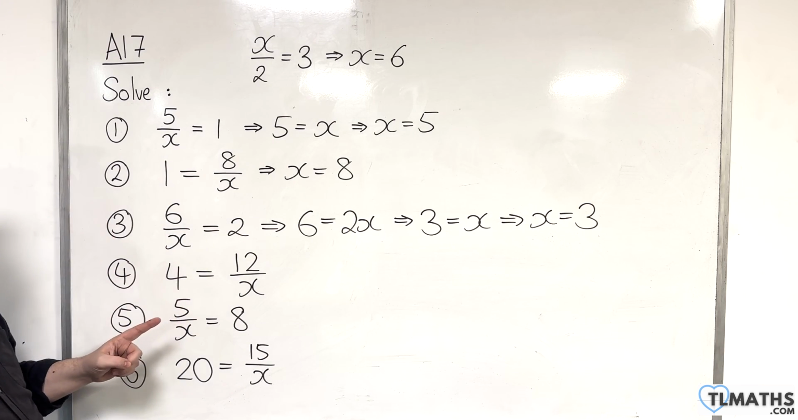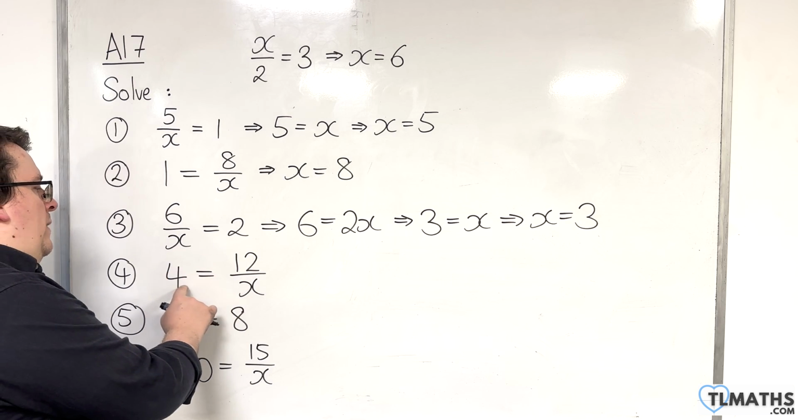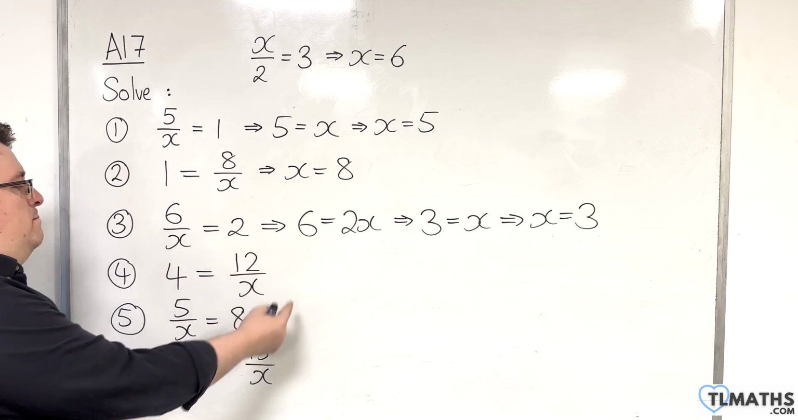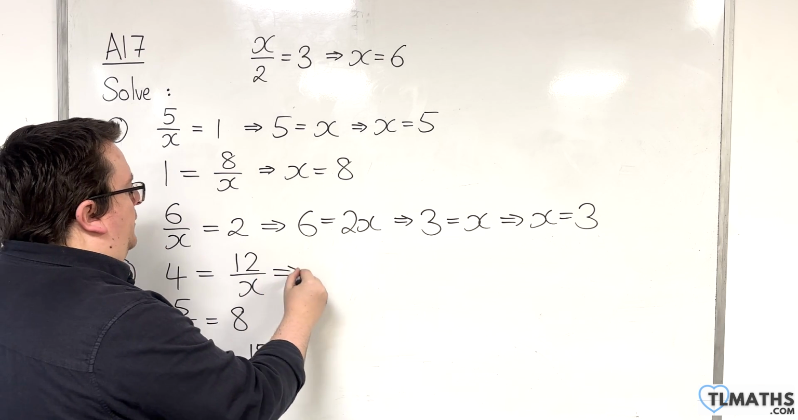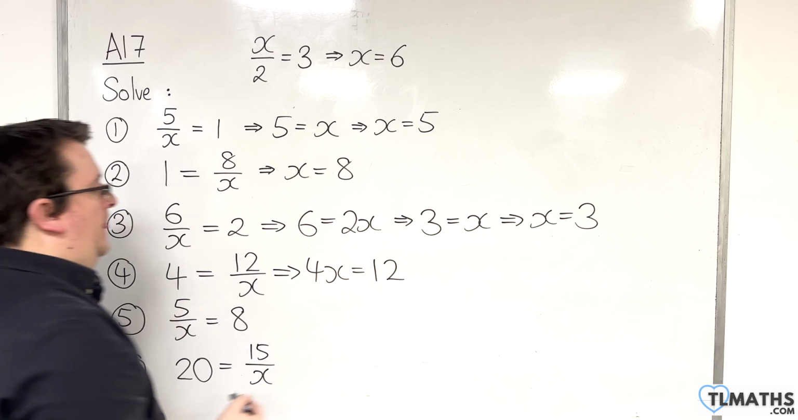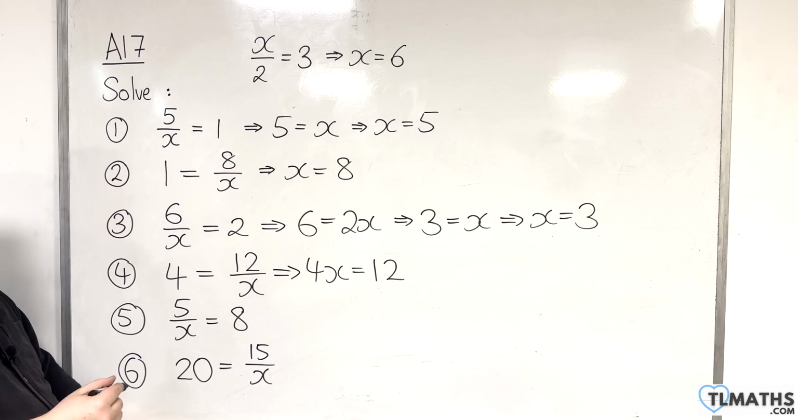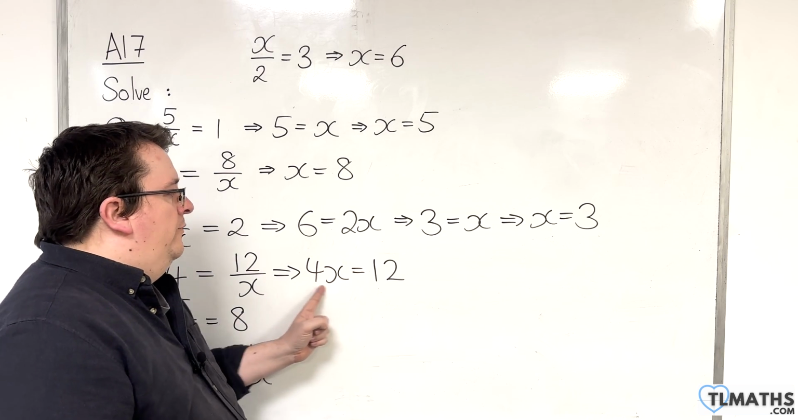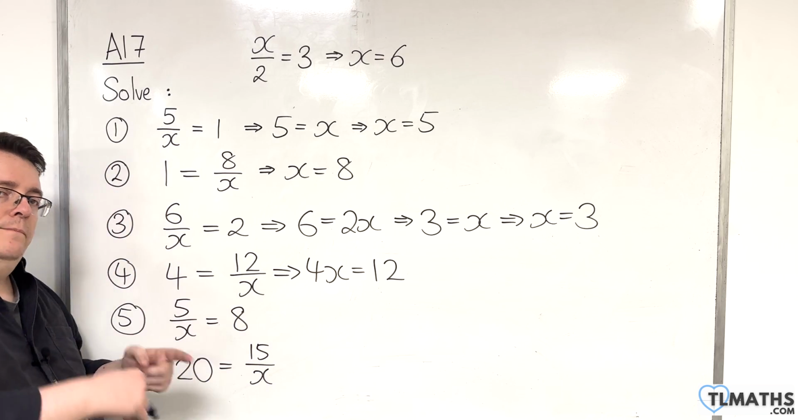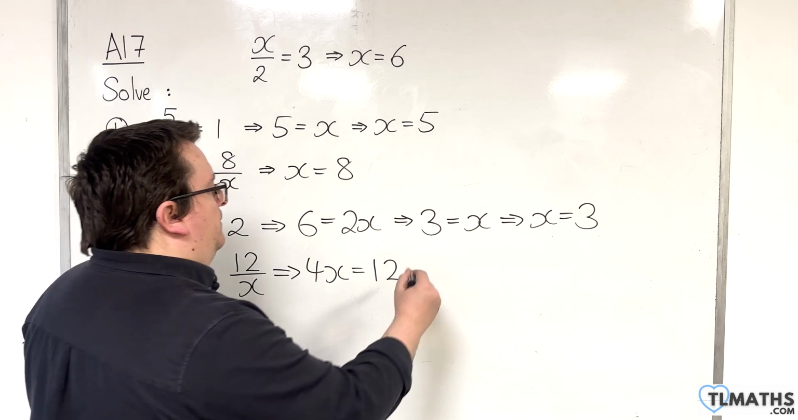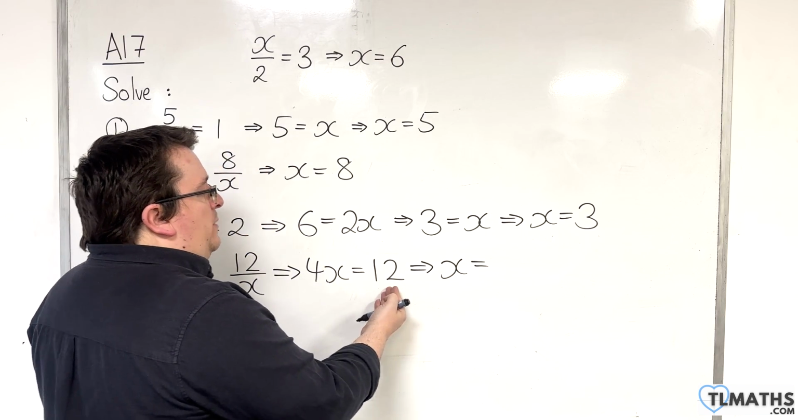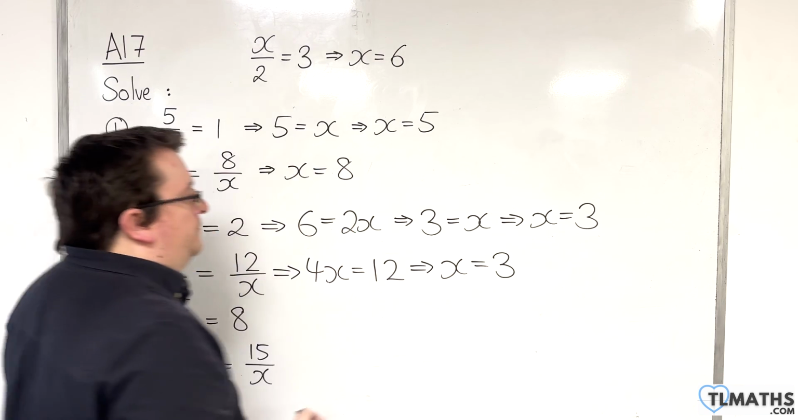Right, number 4. We have 4 equals 12 over x, so we're dividing by x here. So we're going to multiply both sides by x to start off with. 4x is equal to 12. And then, because I've got 4x, so I'm multiplying by 4, I need to do the opposite to that and divide both sides by 4. So I'll get x on the left-hand side. 12 divided by 4 is 3.